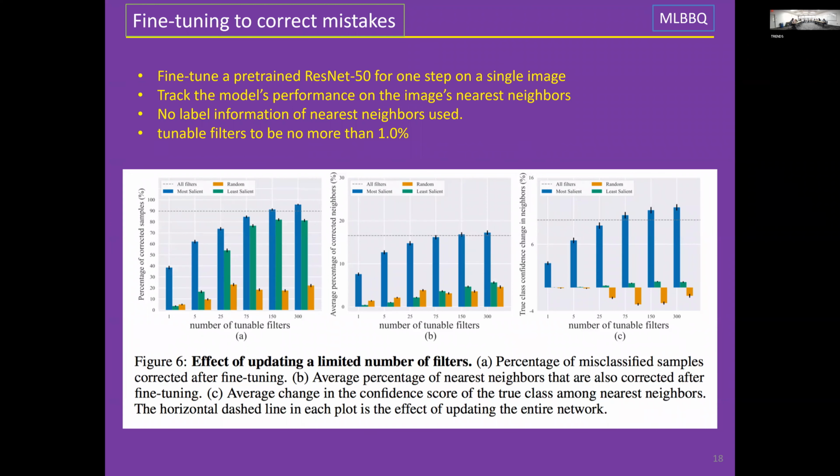And in the second panel, they are showing average percentage of corrected neighbors. That is what we were just talking about. That means how many wrongly misclassified neighbors are now being correctly classified. And for the third panel, they are showing true class confidence change in neighbors. So what percentage in confidence actually changed?